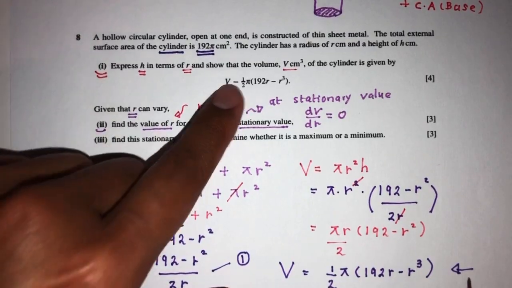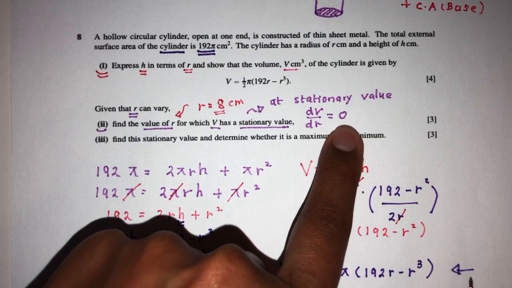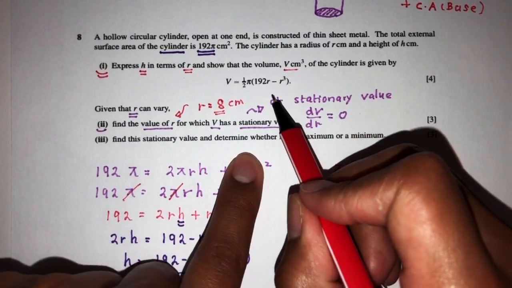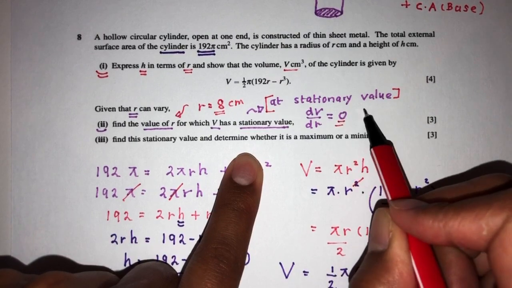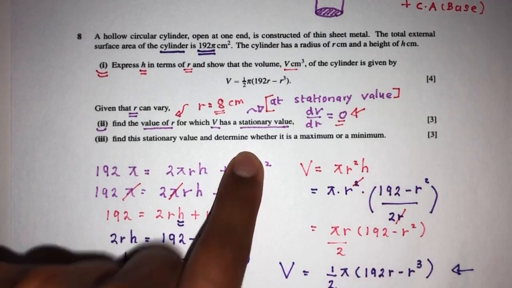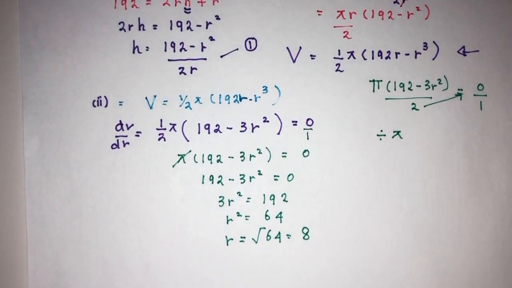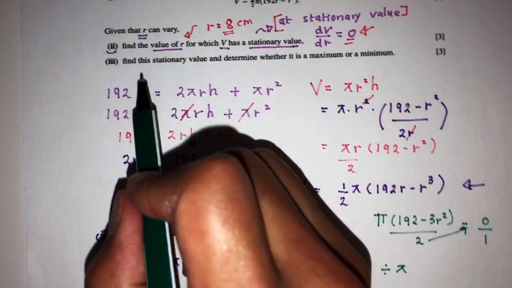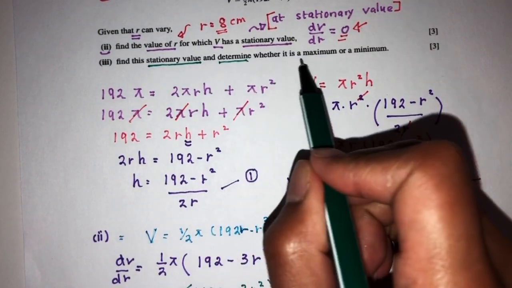As you can see, we were able to proceed step by step. We used the previous answer here to find dv by dr and equate that to 0, because we know that we have to know this at the stationary value. This will always be the truth. Okay, and then using that, we solve one by one to find the value of r. Now for part 3, we have to find the stationary value and determine the nature.